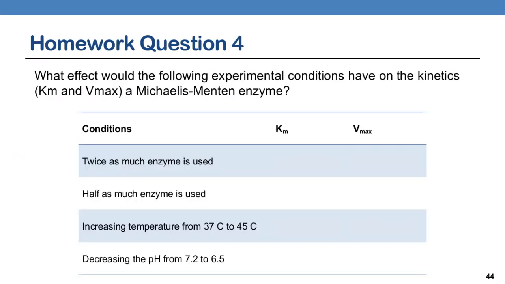Next question. What effect would the following experimental conditions have on the kinetics, Km and Vmax in a Michaelis-Menten enzyme? Twice as much enzyme used. Actually, let me update the poll here. Multiple choice. Increase. Decrease. Update. There we go. So if we have twice as much enzyme used, what's going to happen to the Km?